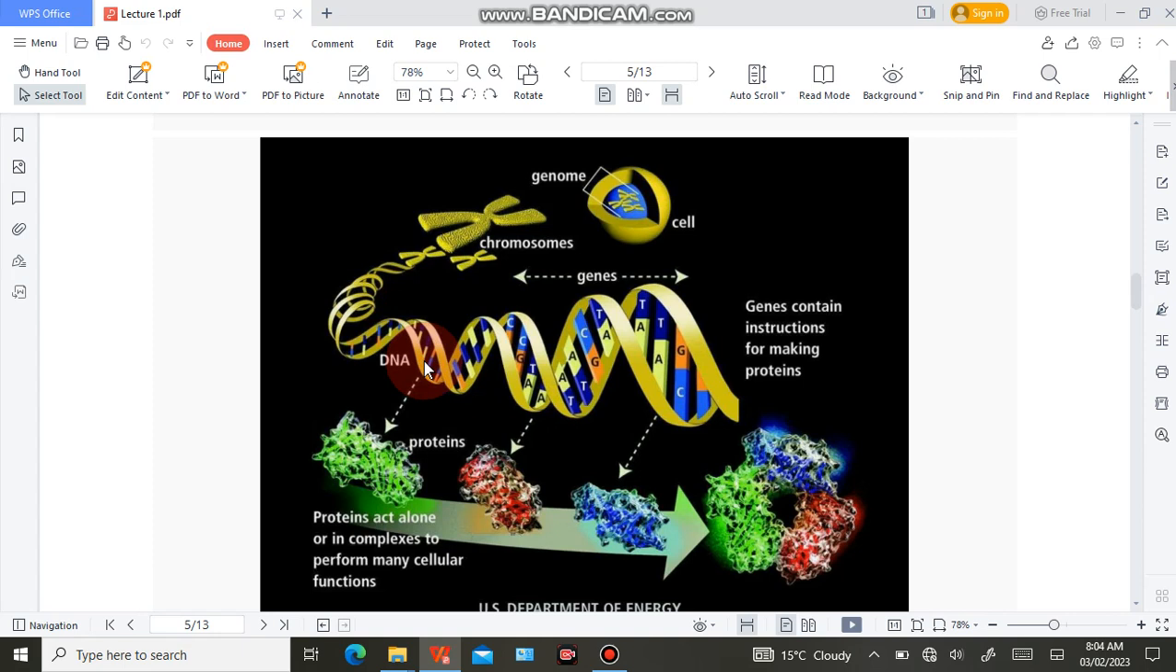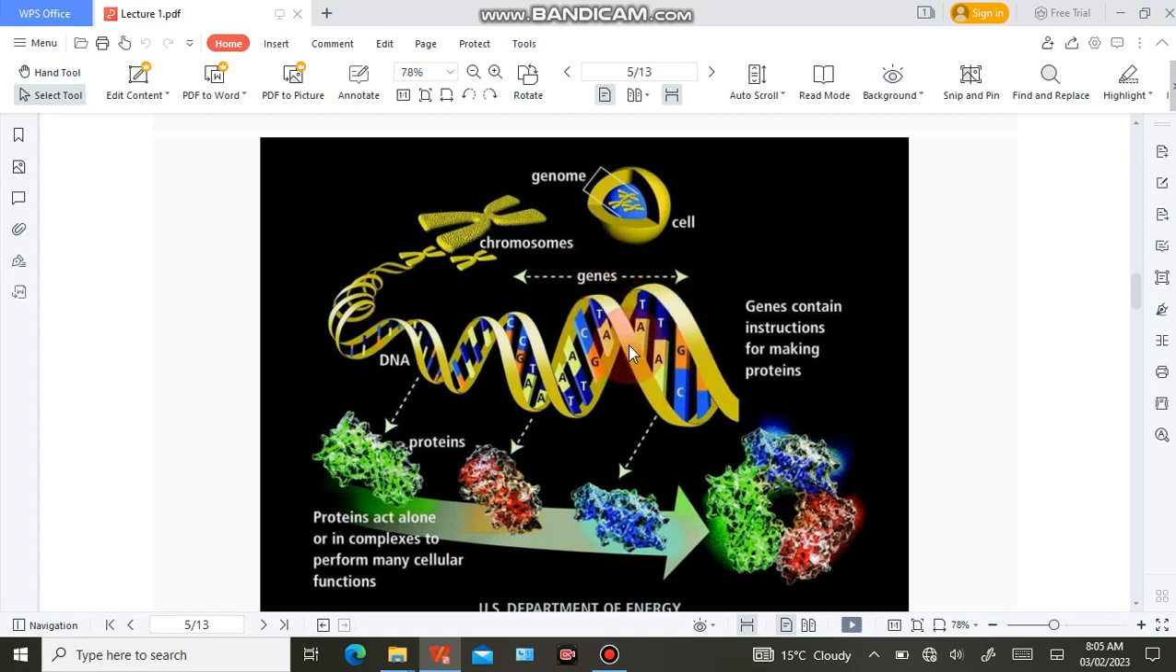So this DNA that is forming this chromosome is a double stranded structure made up of three components. One is a nucleotide, second is the phosphate group, and the third one is the pentose sugar. So these components meet together to form a DNA structure.